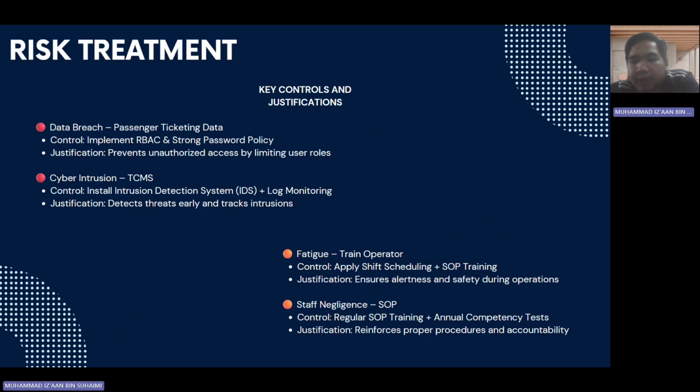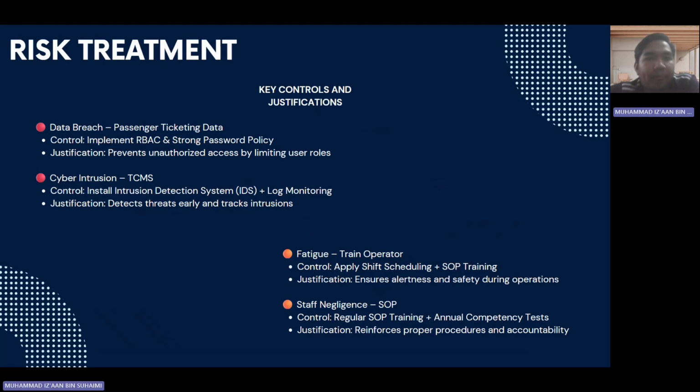For the train operator, we suggested shift scheduling and SOP training to reduce fatigue, which is a safety concern. And for SOP dispatching, we proposed refresher training and annual competency tests to ensure staff are properly following procedures. So in short, our strategy ensures that all high and medium risks are reduced using practical and accountable controls. So that's all from me.